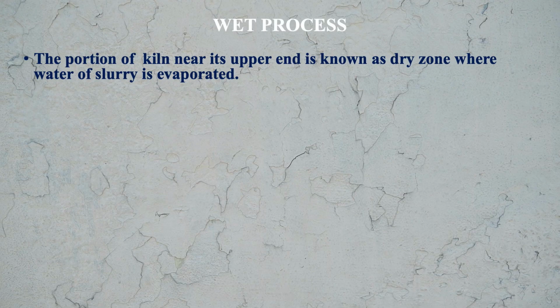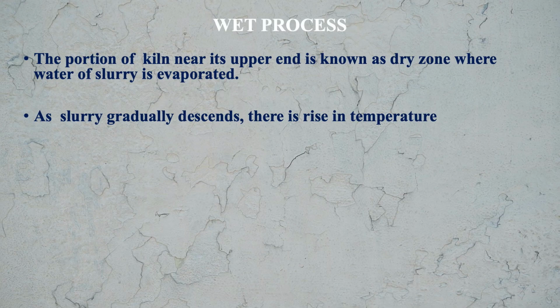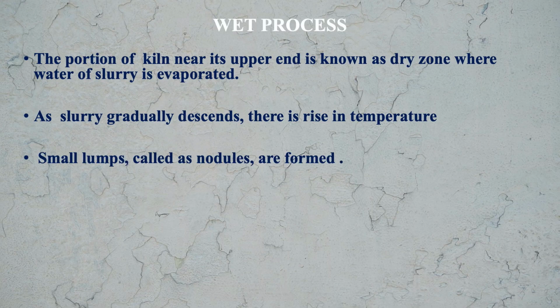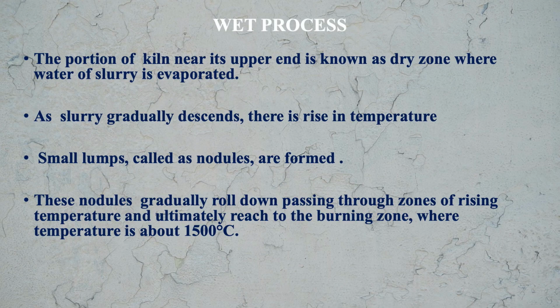The portion of the kiln near its upper end is known as the dry zone, where the water of the slurry is evaporated. Because here the water of the slurry is being evaporated, it is known as the drying zone. As the slurry gradually descends, there is a rise in temperature in the kiln. What happens then? Small lumps called nodules are formed. Small lumps are formed from this slurry, and these nodules gradually roll down and pass through zones of rising temperature.